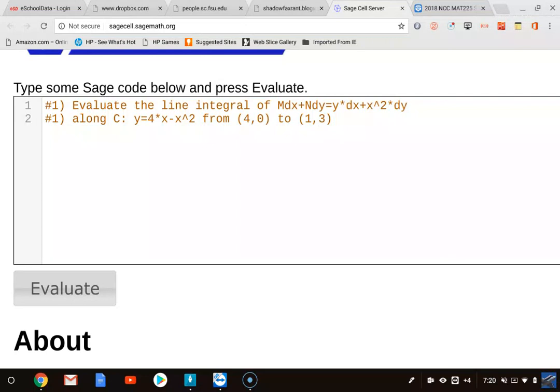It's staring you in the face. What is it? The parabola, right? 4x minus x squared. So I could replace y with 4x minus x squared. So that's in terms of x dx. Now I can integrate that. That's good. That's what I want.